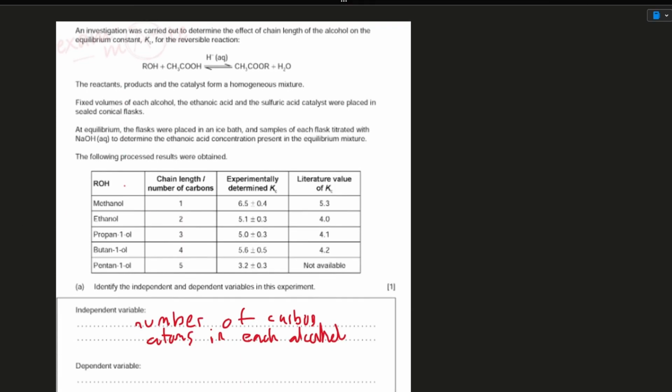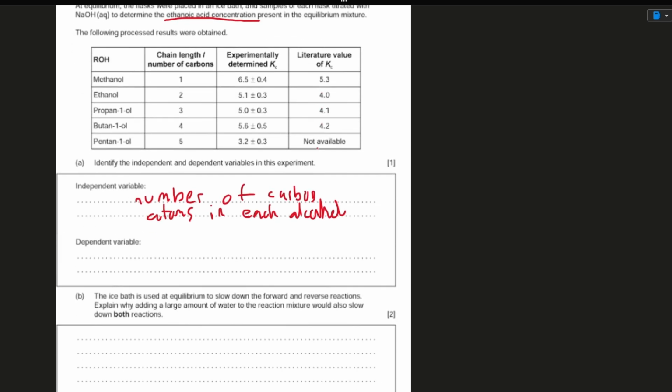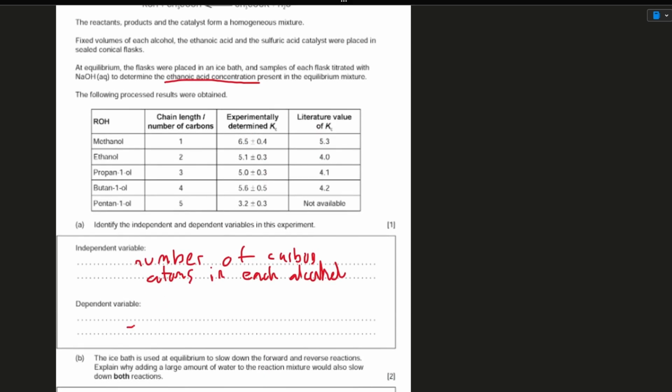And the dependent variable is basically what you're measuring. So here we can say that we're measuring the equilibrium, or no, we're measuring the concentration of ethanoic acid present in the mixture. So you can literally just say, concentration of ethanoic acid.